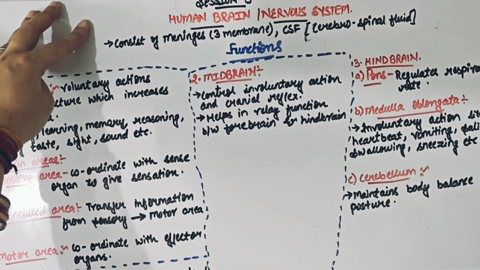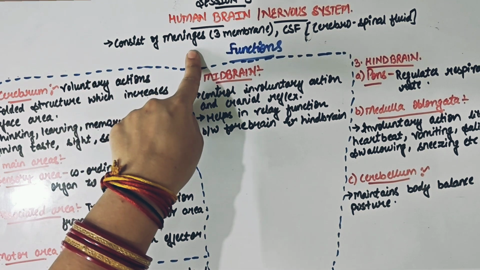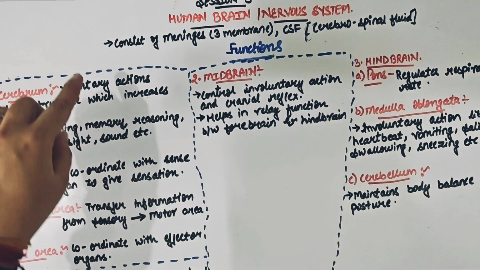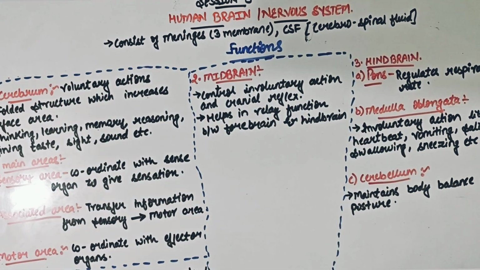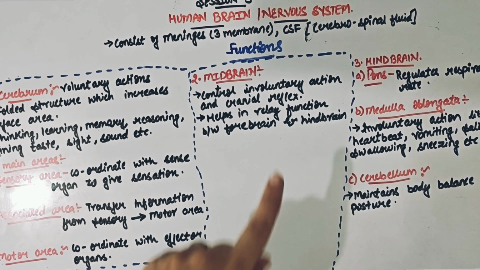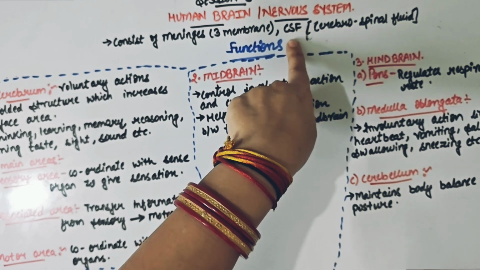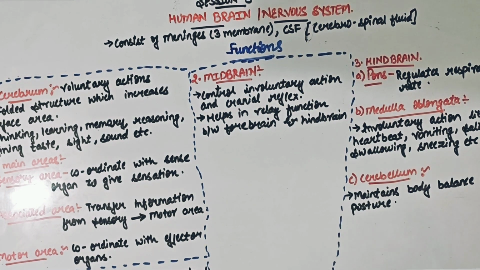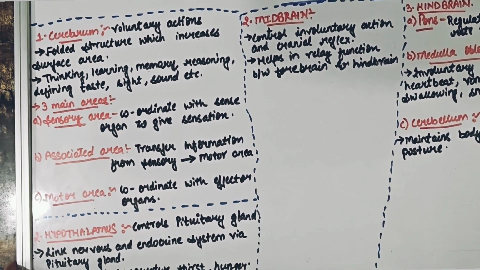So as we know, the human brain, as we just discussed in its structure, consists of meninges, which are also known as membranes, and there are three meninges when we talk about the human brain. In between these meninges we see a fluid which helps in protecting the brain from mechanical injury, and this fluid is known as CSF. So again, do remember its full form. It is known as the cerebrospinal fluid.